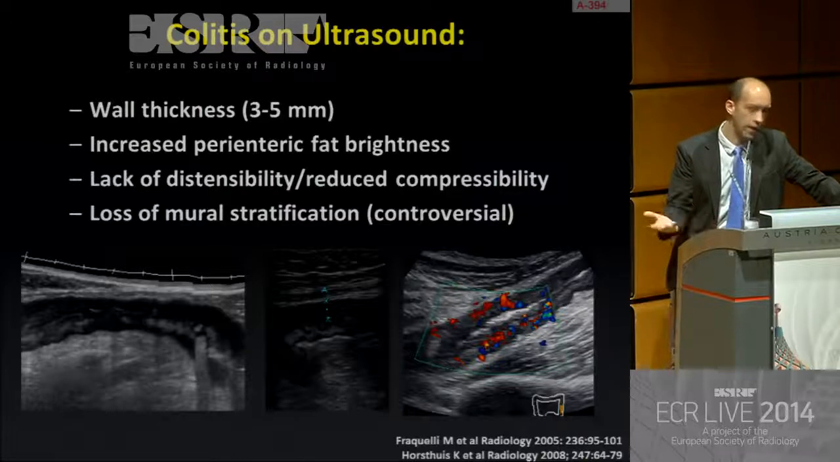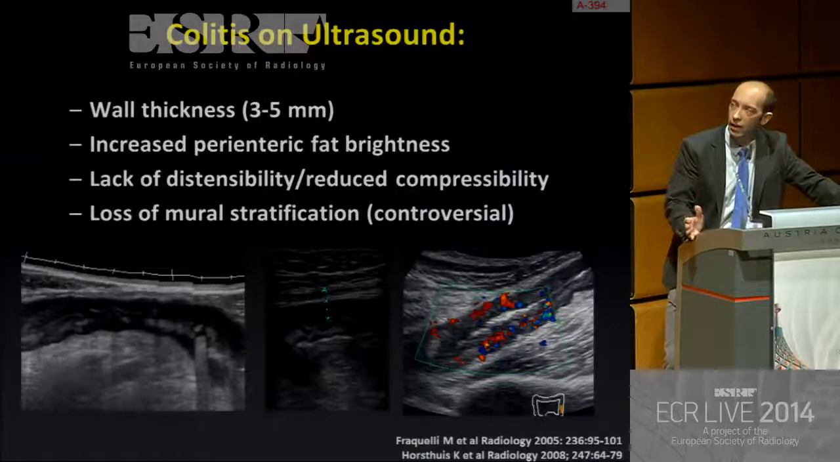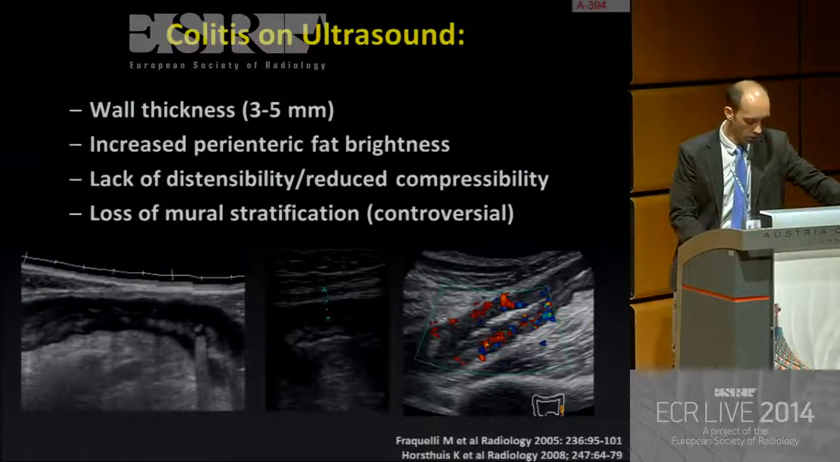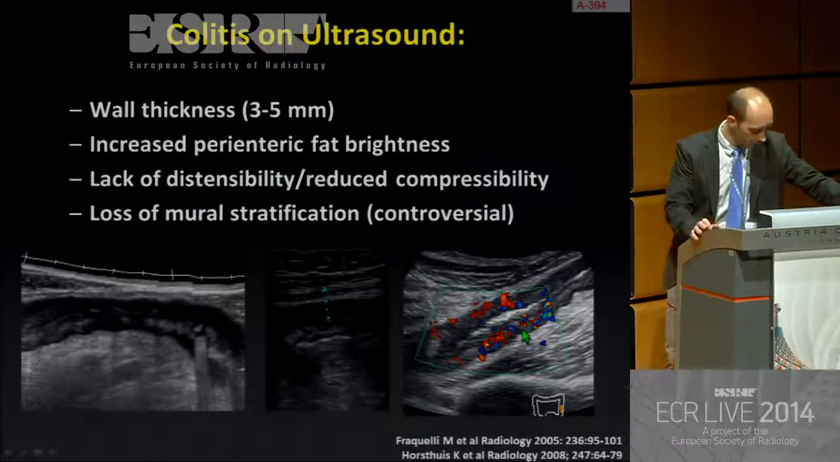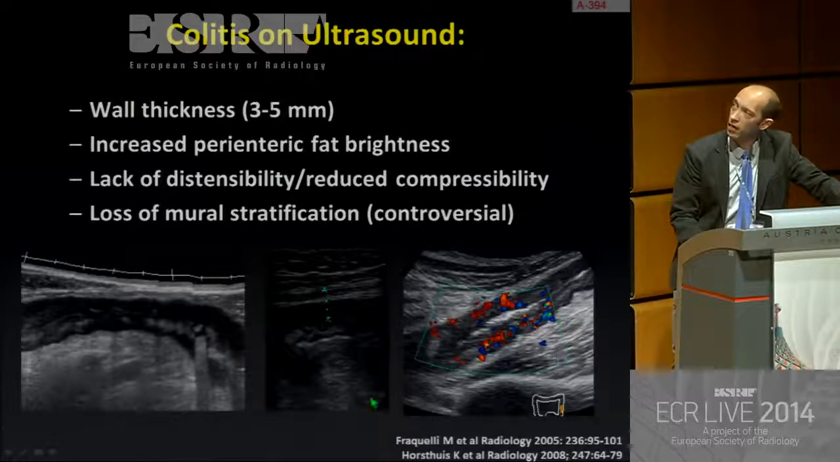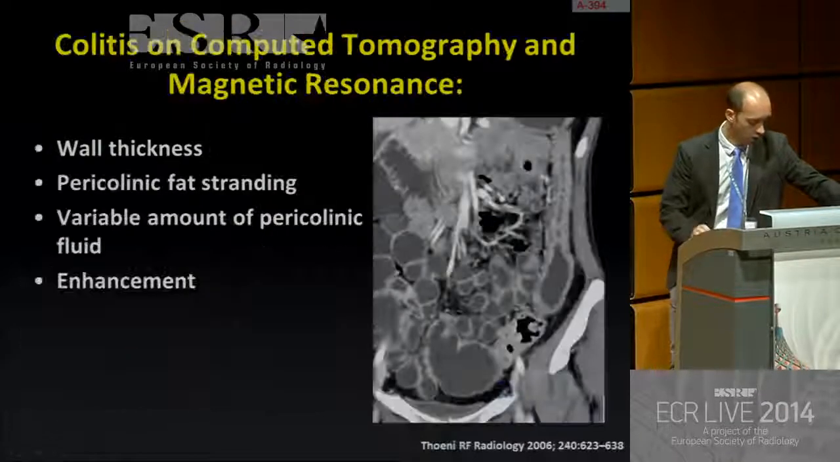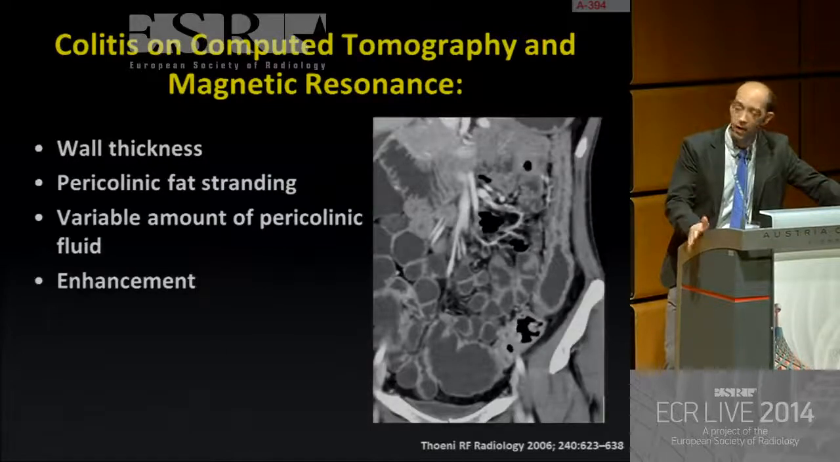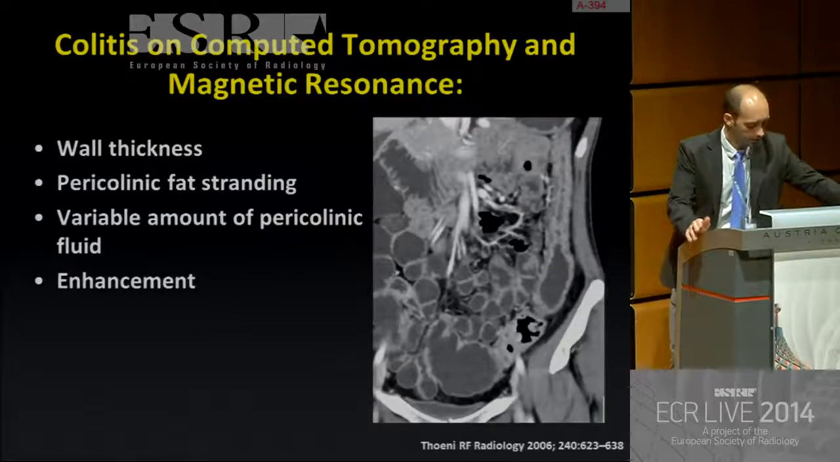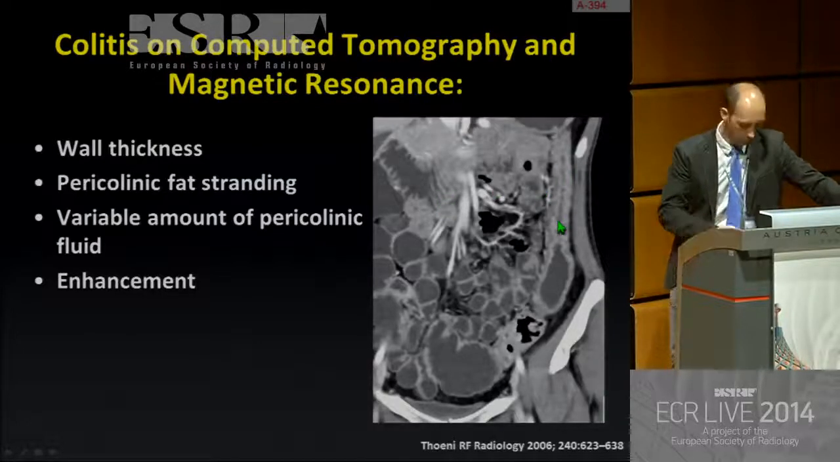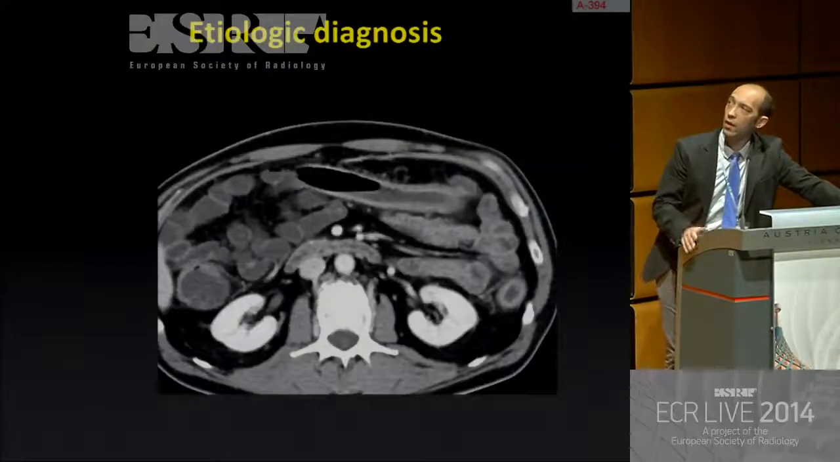The criteria of colitis are very similar to the criteria of enteritis in the terminal ileum: wall thickening over 3 millimeters, the most used cutoff on ultrasound, increased Doppler signal, and increased brightness of the perienteric fat on ultrasound can be used as criteria of colitis. On CT and MR, the criteria are quite similar. Again, wall thickness and increased enhancement, and sometimes we can see some fat stranding and even a variable quantity of free fluid surrounding the segments of the colon with activity.